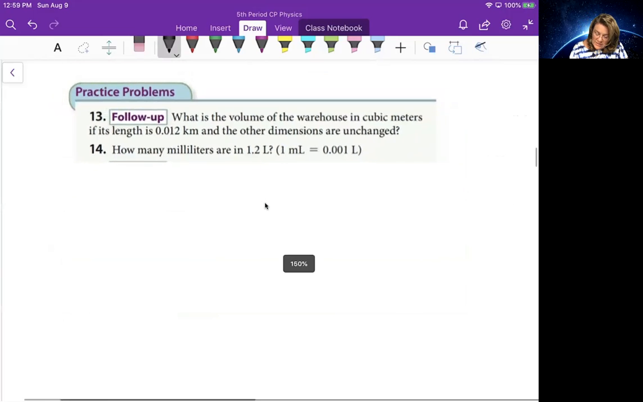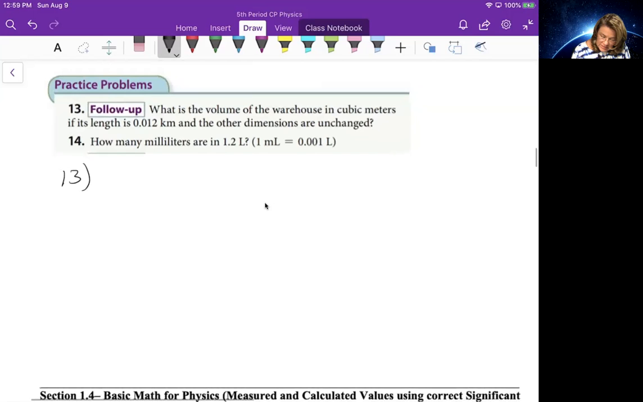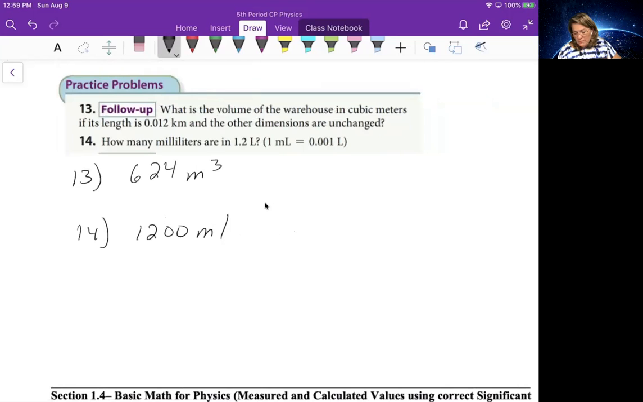So why don't you practice doing these problems here on your own and see if you get the correct answer. For number 13, the answer is 624 meters cubed. That's what I got. Check my work. Miss Query sometimes does make mistakes, trust me. You will catch me, trust me. All right, number 14, I got 1,200 mils. See if you get those. If you don't, let me know. And if you have a question, please message me.